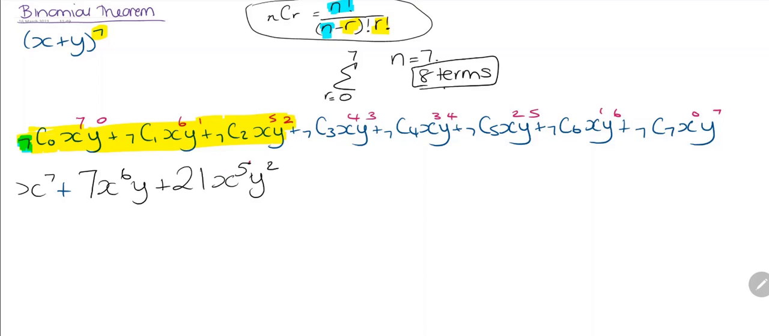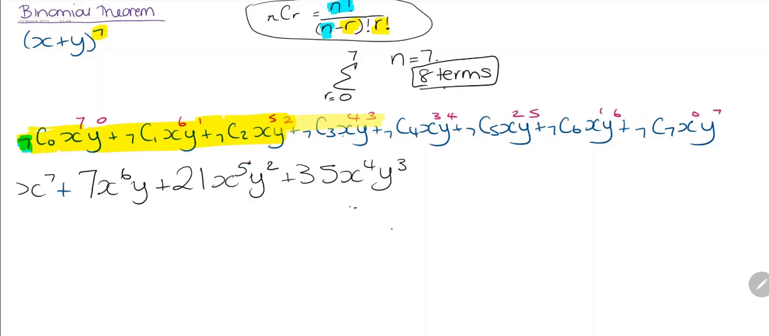So the next term. We've got plus, and then we've got 7 factorial over (7 minus 3) factorial multiplied by 3 factorial. So this is going to be 4 factorial multiplied by 3 factorial. If we work that out, this will be 35. So we can replace this with 35 x to the 4 y cubed. So we've done this one.